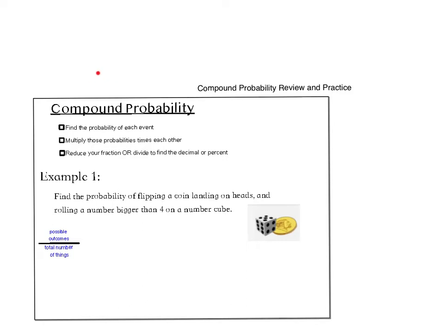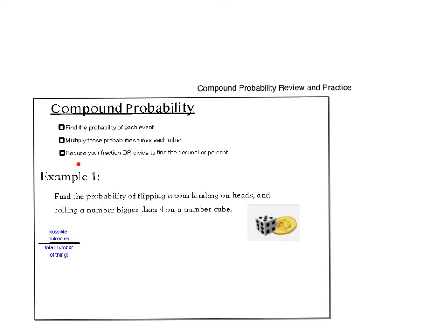And I believe all of the problems we're going to do just have two events. So that means you're going to have for each problem two fractions that you're going to find, okay? One fraction represents each event. And you're going to multiply those probabilities or those fractions times each other. And then in the end, you need to either reduce your fraction, all the way down to lowest terms, or you can divide to find the decimal or percent.